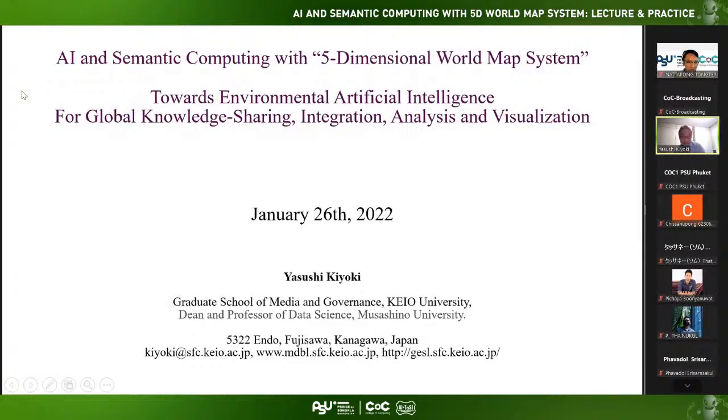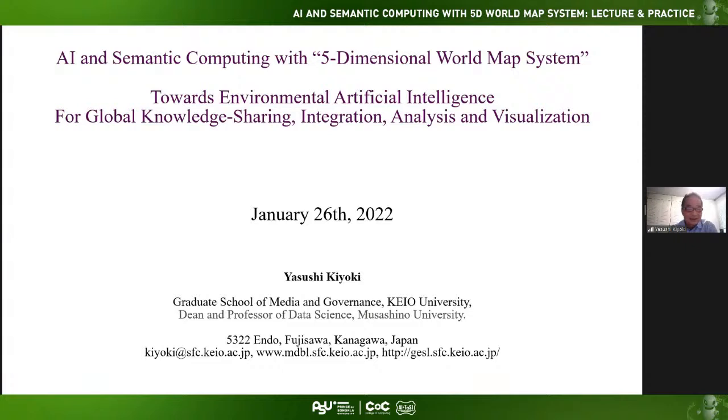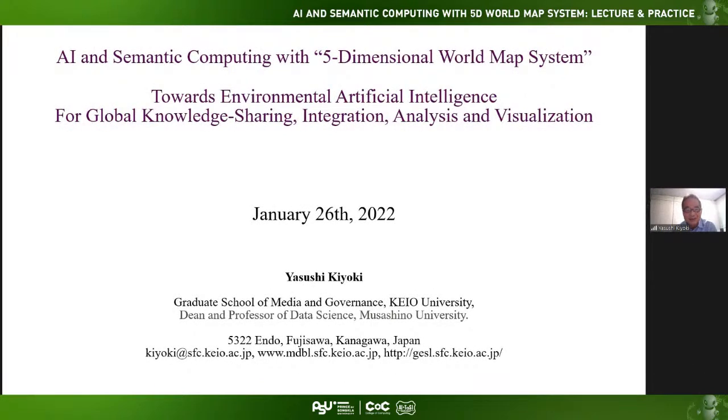My major research area is semantic computing, including AI and dimensional processing. Today's title of this lecture is AI, artificial intelligence and semantic computing with a five-dimensional world map system. Currently we are applying this system to the environmental AI for global knowledge sharing, integration, analysis, and visualization. Not only environmental, but also social aspects are important focusing points of this study.